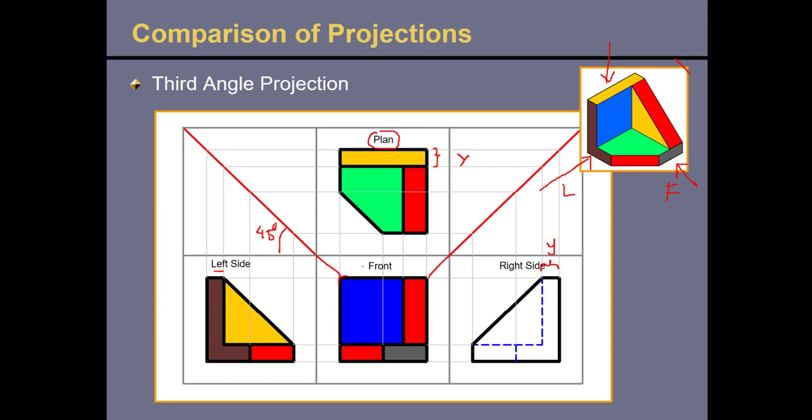Using this method, you can also transfer the position. This one here, you can plot it down to get the position or the edge for that slanting surface. Alright.